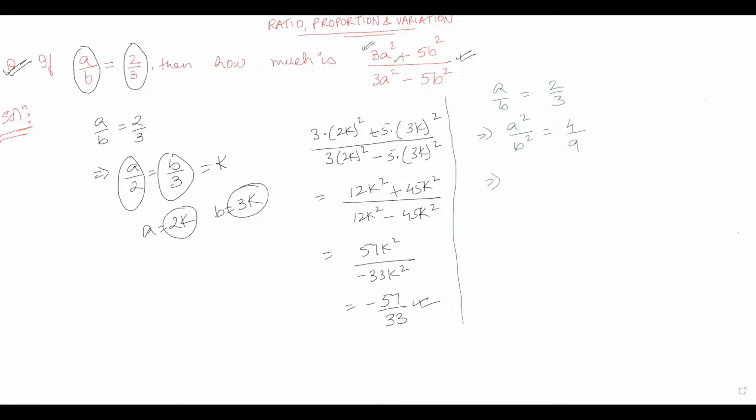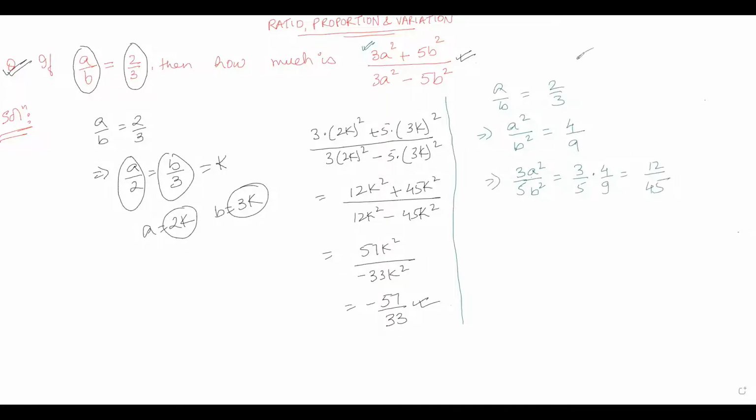So if you look here, the coefficient of A square is 3 and the coefficient of B square is 5. So let us multiply 3 by 5 to both sides. So this would be 3A square upon 5B square would be equal to 3 by 5 into 4 by 9, which would be 12 upon 45.